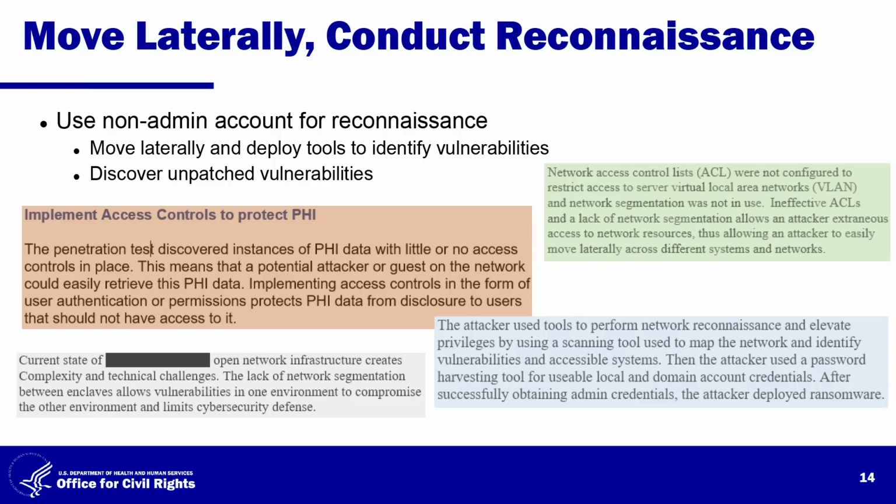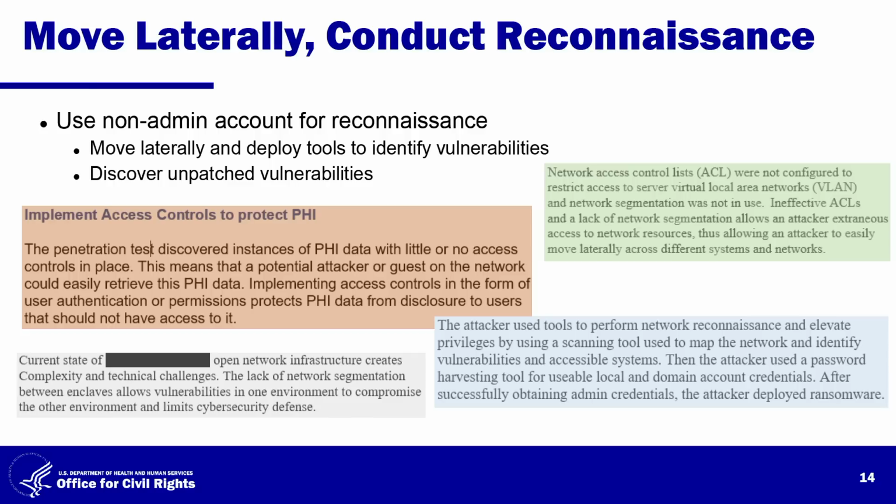A couple of investigations identified a lack of network segmentation that could make networks and systems more accessible to an attacker by not impeding lateral movement. Ineffective or non-existent access control lists was also identified as a means that could make access to PHI easier for an attacker. The blue excerpt illustrates the common cyber attack pattern OCR sees in its investigations.